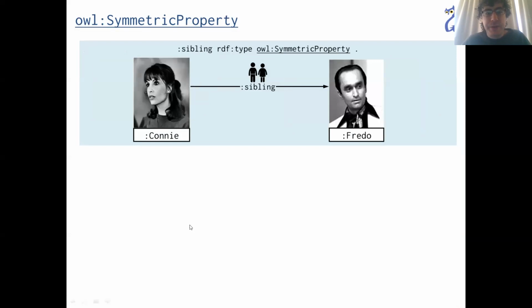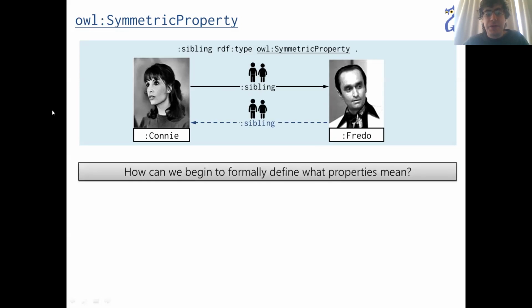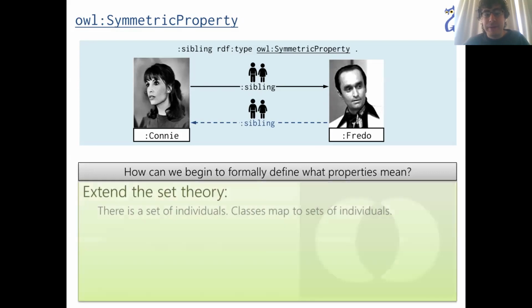Okay, so in this case, we have a symmetric property, a sibling, which means that if we have Connie's sibling Fredo, then Fredo will be the sibling of Connie. Right? So how can we begin to formally define what properties mean? So if we consider classes to be sets, what would we consider properties to be? Well, intuitively, a property would be something like a set of pairs, right?